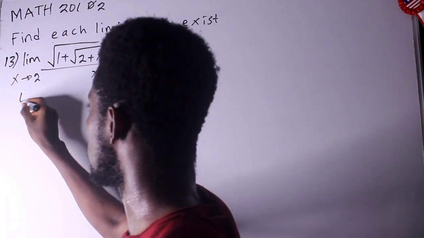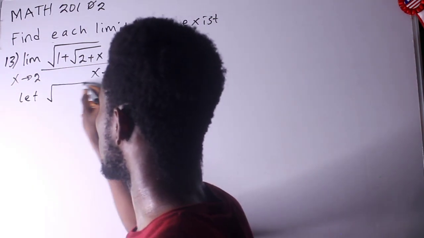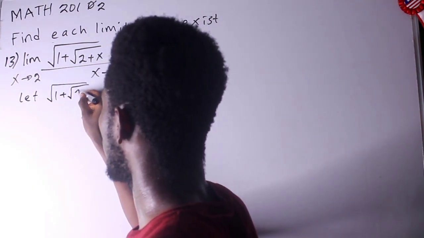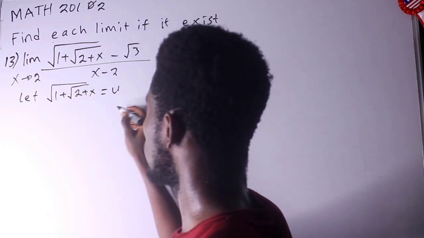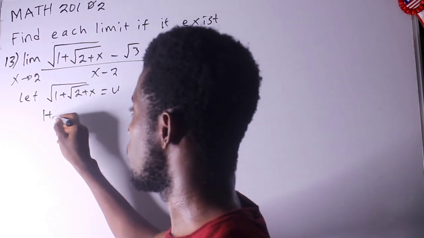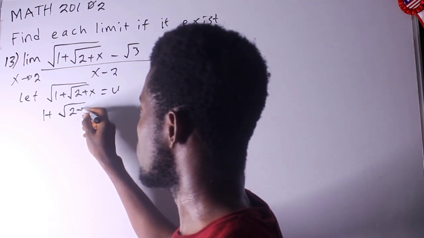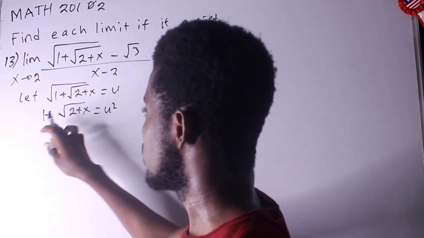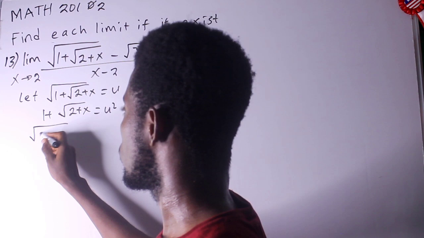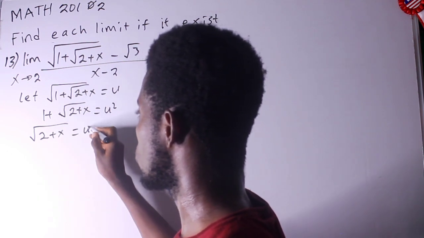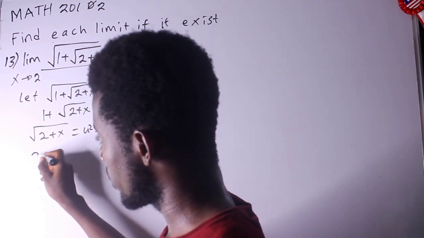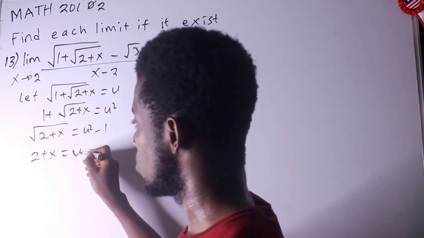With u-substitution, we say let the entire square root of 1 plus the square root of 2 plus x be equal to u. If we square both sides, we have 1 plus the square root of 2 plus x is equal to u squared. Since the 1 is across, the square root of 2 plus x is equal to u squared minus 1. And then square both sides again.